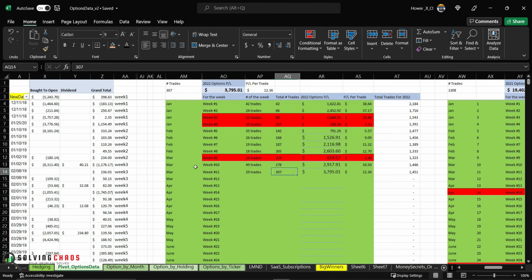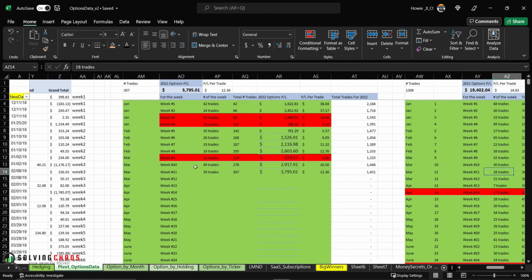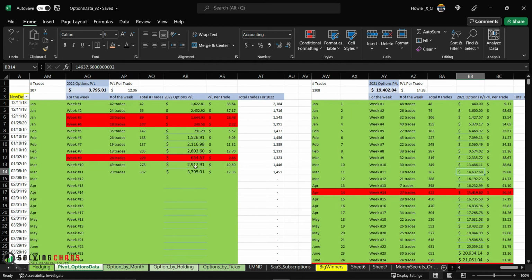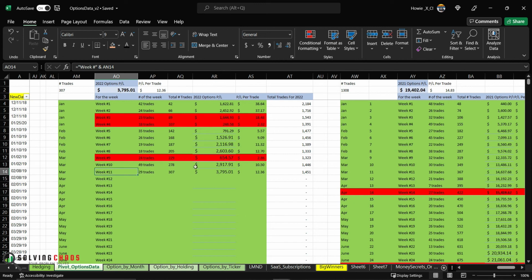29 trades for this week, 307 trades so far. My running P&L for options and dividends only is $3,700. If you compare it to last year, I'm falling behind. Last year I was already up to 14 grand. But this is the good thing about tracking. You can see what went well and what didn't go well. Then let's talk about some particular trades.